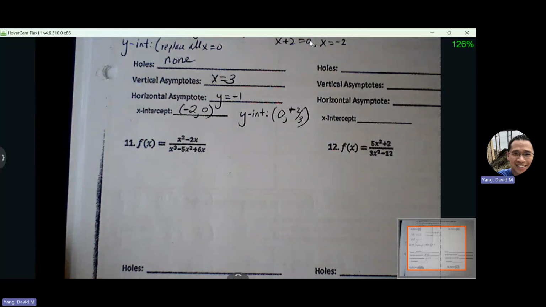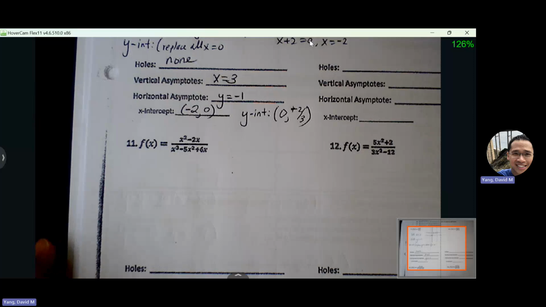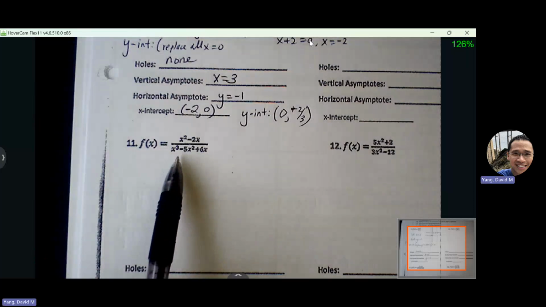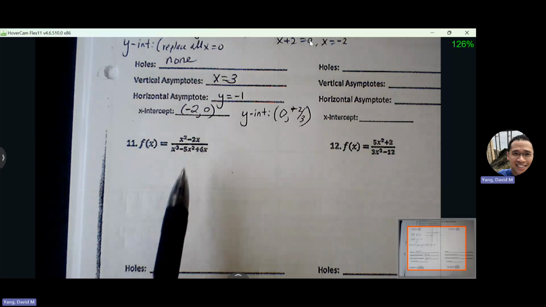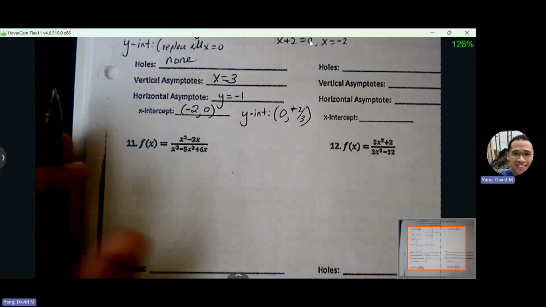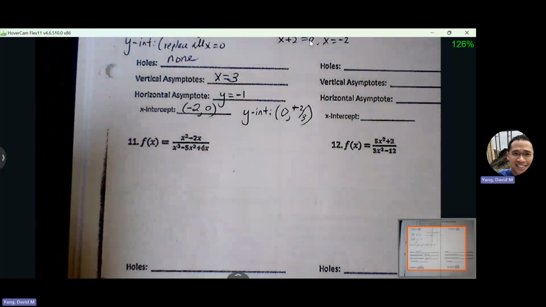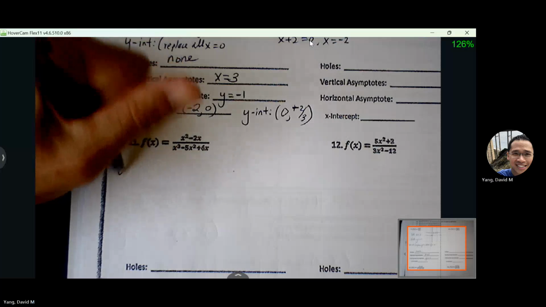Okay, we'll skip 10. Have you guys try that on your own later. Let's try number 11. Let's factor everything first. Otherwise, it's tough to know exactly what stays and what doesn't stay in the denominator. So I'm going to just factor everything out.